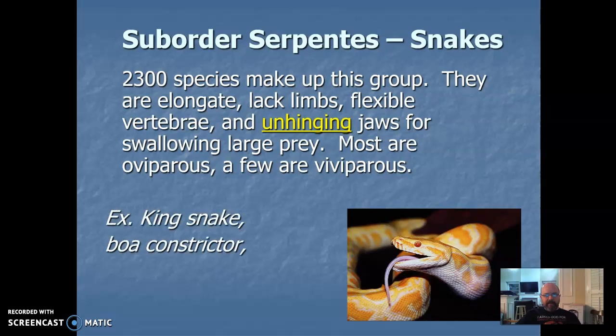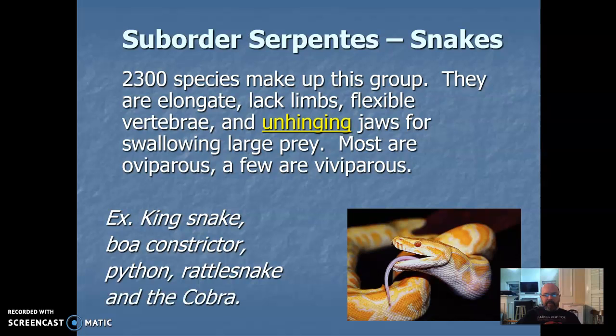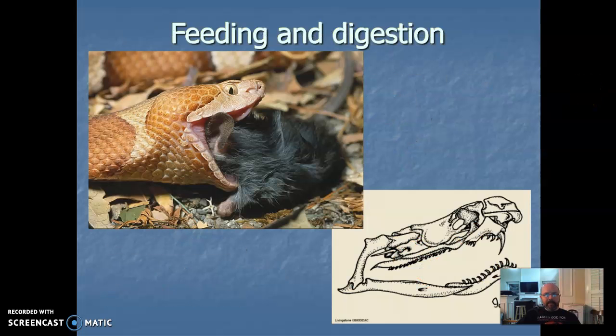King snake, boa constrictor, python, rattlesnake, and of course everyone's favorite, the cobra, because of its bony hood that it extends out the sides of its head. So there's a lot of diversity in suborder Serpentes. Feeding and digestion. So how do these guys eat?